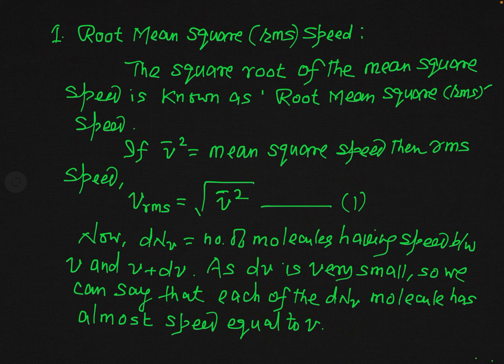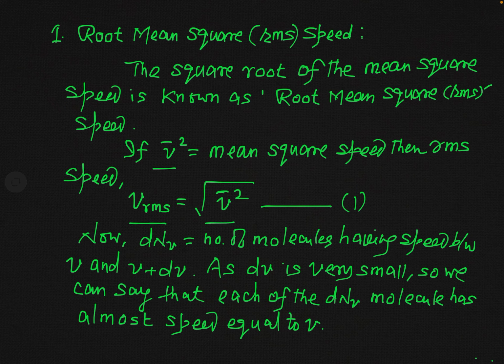So we say that the square root of the mean square speed is known as root mean square speed. If you consider that v bar square is the mean square speed, again I am repeating, mean square speed means we will find the mean of the square of molecular speeds. If this is v bar square, then in accordance with the definition of root mean square speed, we simply take the square root of v bar square, and then we get v RMS, the root mean square speed. Mathematically, v RMS is equal to the square root of v bar square.